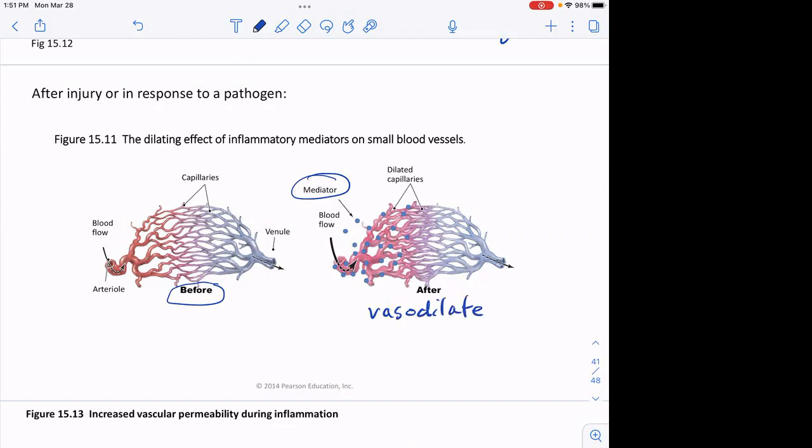Now, actually, if you have some kind of traumatic injury, the blood vessels might constrict to begin with, just to make sure the patient doesn't bleed out. But very soon after that, with the release of those inflammatory mediators, they're going to dilate. They're going to get bigger.